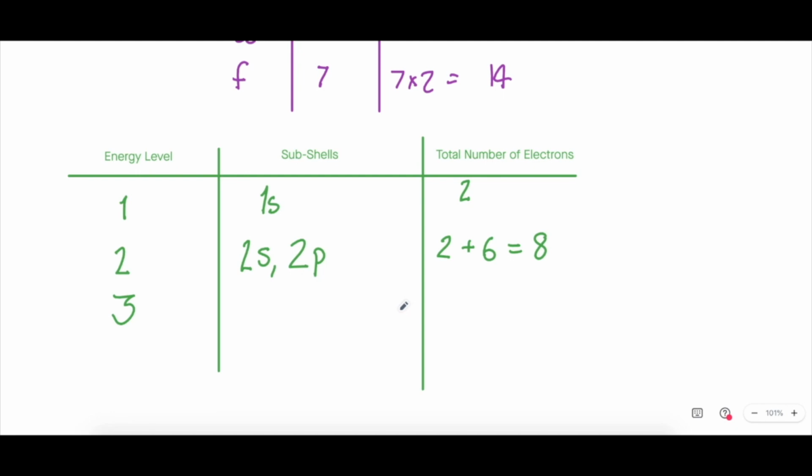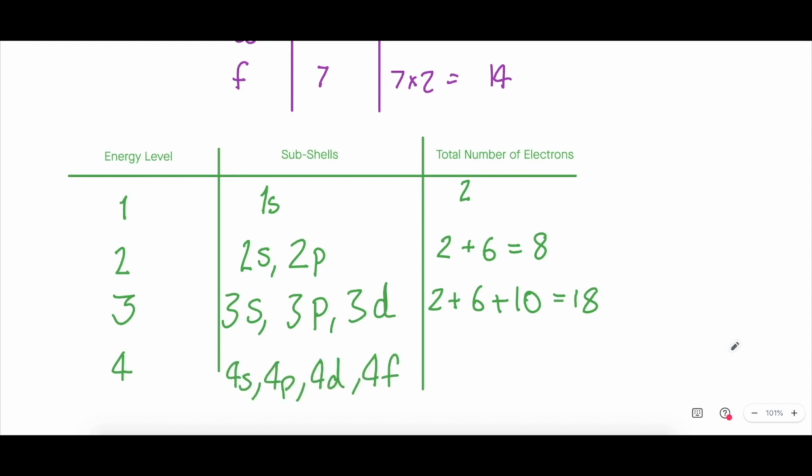Now for the third energy level, you have an S, a P, and a D, which makes it 3S, 3P, and 3D. And the total number of electrons it can hold, 2 for the S, 6 for the P, and 10 for the D, so 18 electrons. And the fourth energy level can hold all 4 types of subshells. So that would be 4S, 4P, 4D, and 4F. And if you add all of that up, you get 32 electrons for the fourth energy level.